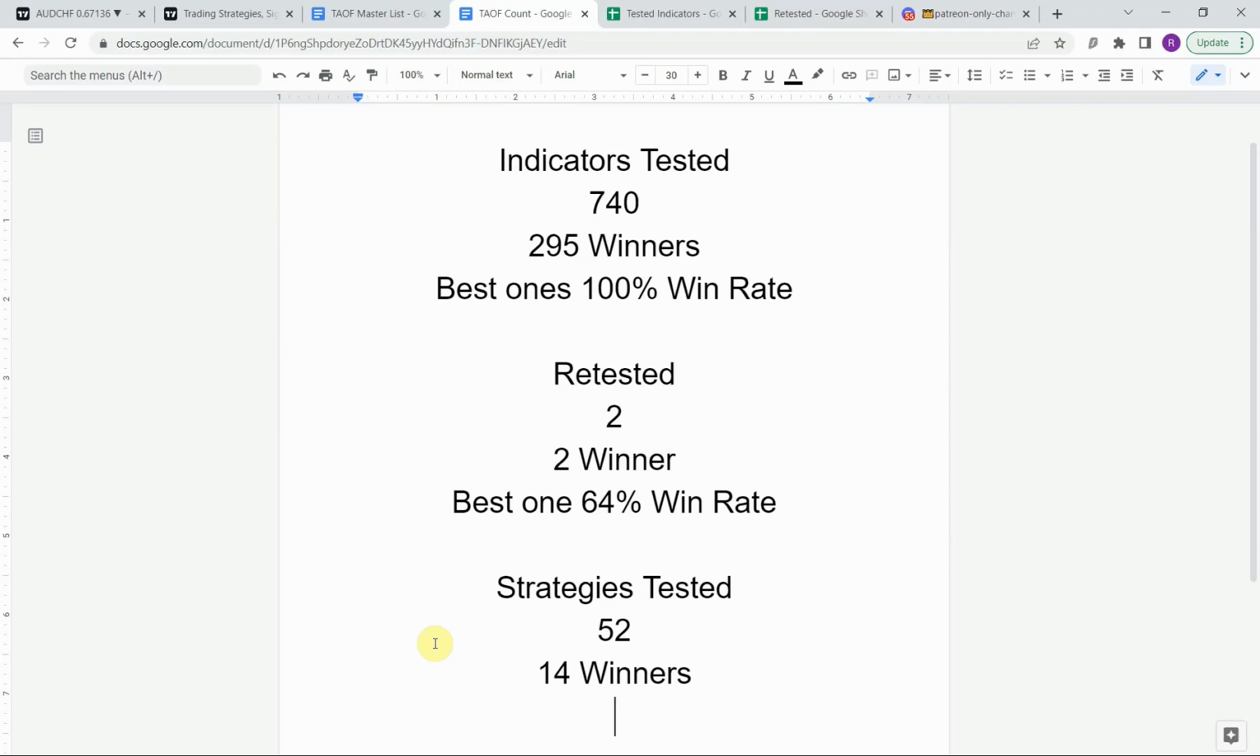And we have also retested at this point in the advanced testing 2 indicators. This one will be the third, and 2 of them have been winners, the best one with a 64% win rate. Now keep in mind that we test most of the strategies and indicators on the Forex market, but they can be applied to just about any market universally.